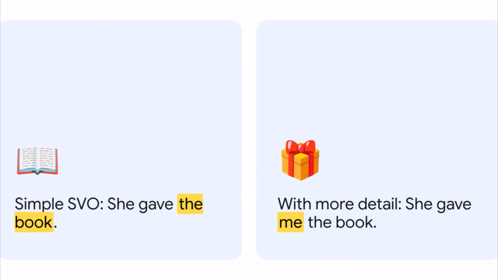And this is why getting this SVO thing down is so important. It's the foundation for everything. Look, you can start with a simple sentence. She gave the book. Pure SVO. But you can build on it. She gave me the book. See how we just added a little more detail? But that core, that subject-verb-object skeleton is still there holding the whole thing together.